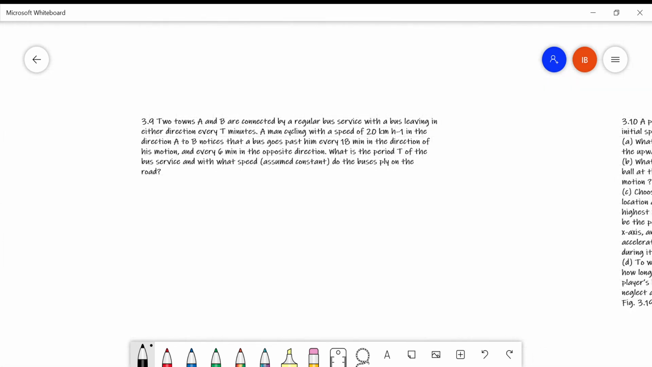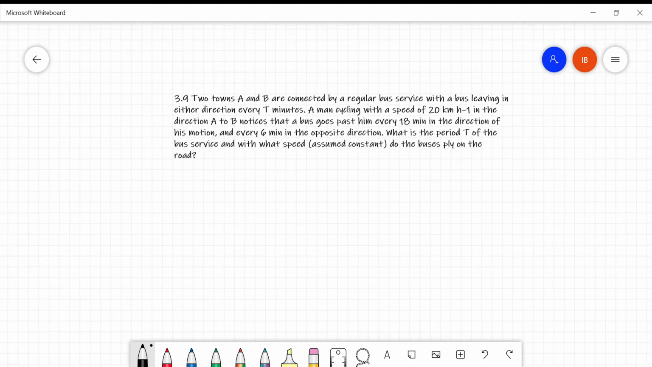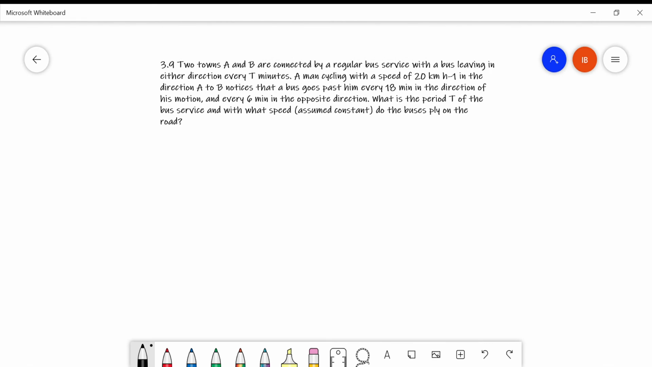Now moving on to the next question. Two towns A and B are connected by a regular bus service, with the bus leaving in either direction every T minutes. A man cycling with a speed of 20 km per hour in the direction A to B notices that a bus goes past him every 18 minutes in the direction of his motion, and every 6 minutes in the opposite direction. What is the period T of the bus service, and with what speed do the buses ply on the road?